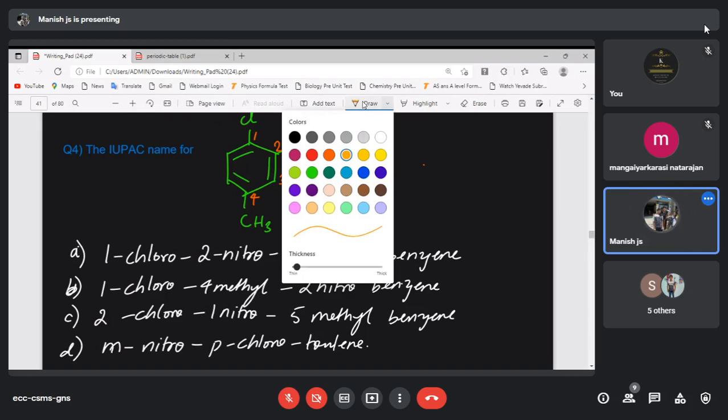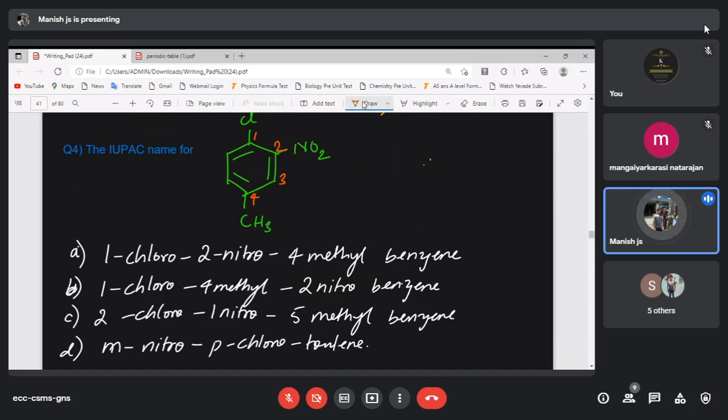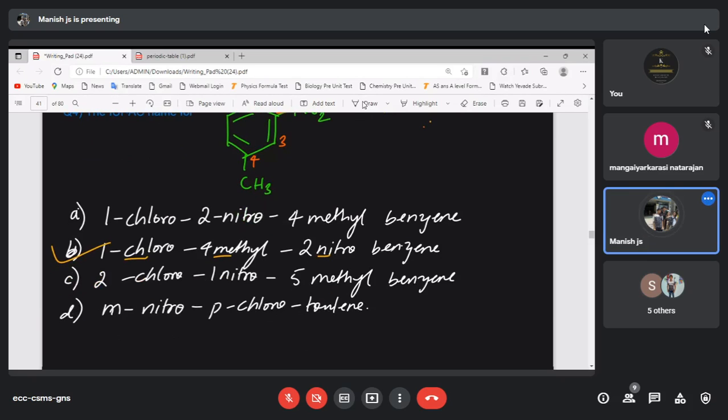First give the numbering. After you give the numbering, go for naming. In the first position you have chloro. So we could say 1 chloro and 2 nitro. But since n comes alphabetically after m, you must first name the methyl group. So 1 chloro 4 methyl 2 nitrobenzene will be the correct way of naming, and hence option B is correct. Good. That is how you name it. Did you understand? I hope everybody is able to follow. So remember alphabetical order: C, then M, then N. In alphabetical order you have to rearrange them and then go for the name. Okay. So that was the question.